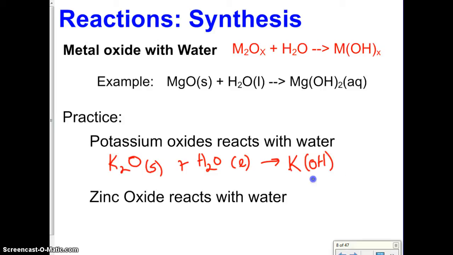And you really don't need the parentheses here. I just went ahead and put them on here. Now, water is present. Chances are it will be in excess. So this guy's going to be aqueous. Okay, same thing down here.